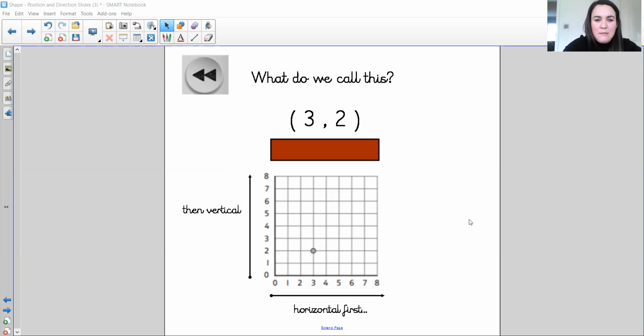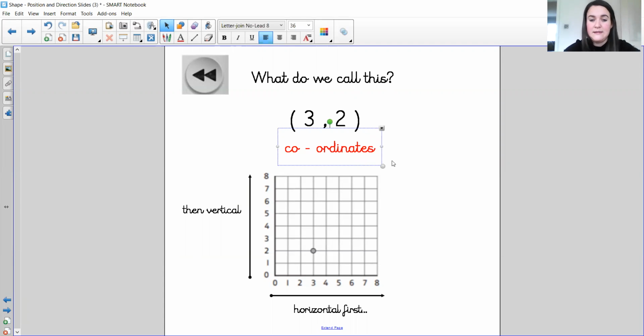Okay, so first things first, I just want you to do a bit of a rewind. What do we call this here? I've got two numbers within a bracket, and they are separated by a comma. So what is this called first? To recap on everything that we've done so far. Hopefully, you have said that they are coordinates. An S at the end. Okay, so these are coordinates.